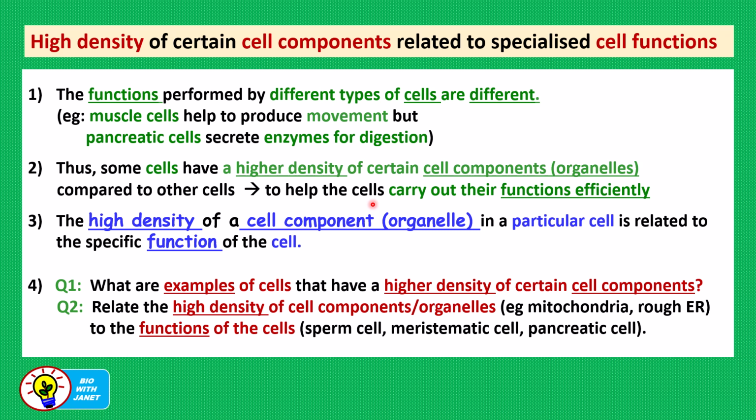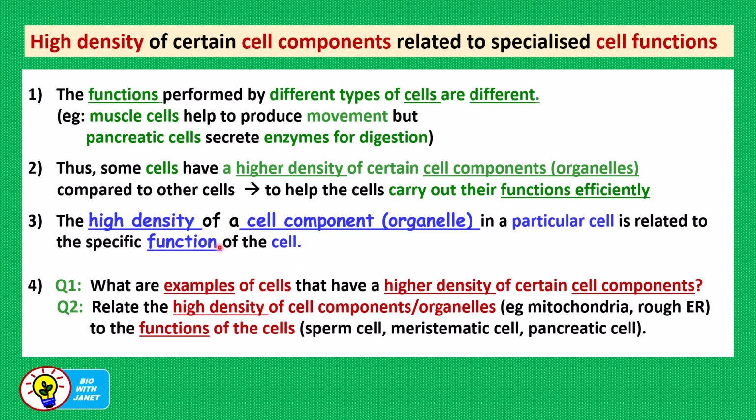Thus, some cells have a higher density of certain cellular components or organelles compared to other cells to help these cells carry out their specific functions more efficiently. So certain cells will have a high density of certain organelles to help the cells carry out their functions more efficiently. The density of a cell component or organelle in a particular cell is related to the specific function of the cell. This is what we're going to discuss afterwards. Density here means the abundance, the number of the cellular component in a particular cell. It is related to the function of the cell.